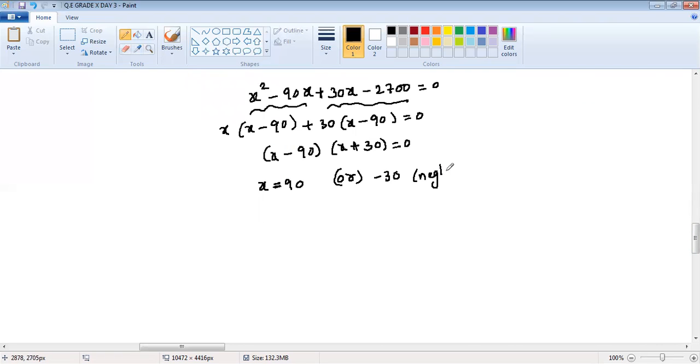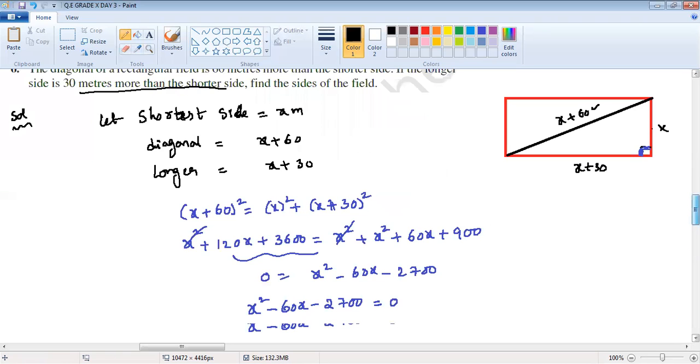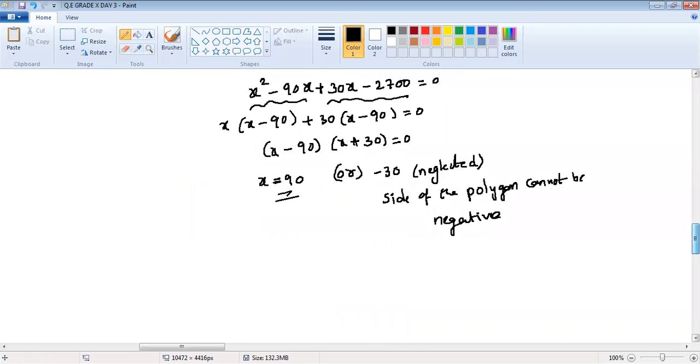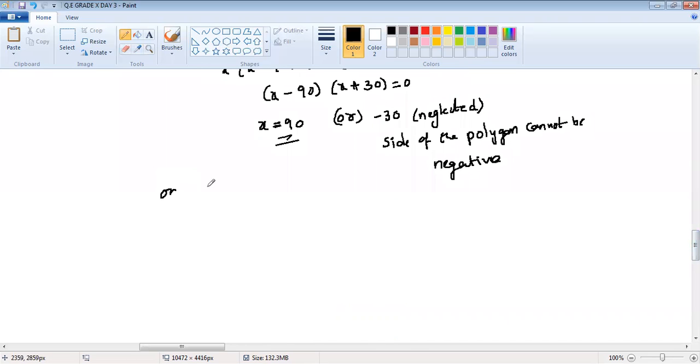See why? Because the side of the rectangle cannot be taken as negative. Please write: the side of a rectangle or side of a polygon cannot be negative. Okay, then x equal to 90. Now what is being asked? Find the sides. So one is 90. So one side is 90.